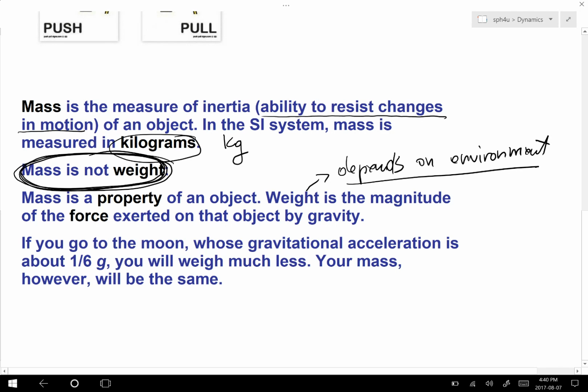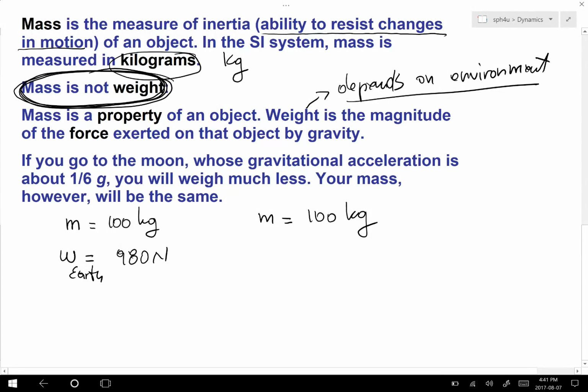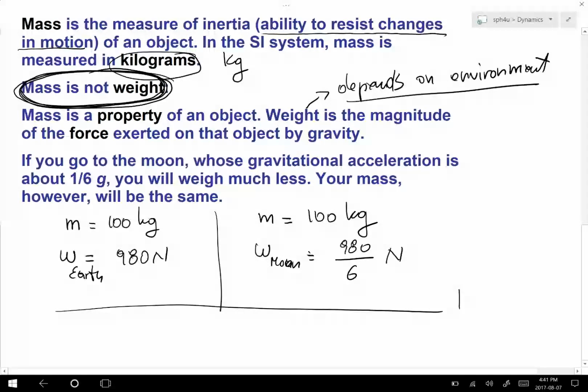To give you an idea, if you go to the moon, let's say that the mass of a person is 100 kilograms, and the weight of that person here on Earth, so let's put it on Earth, is 980 newtons. If the same person goes to the moon, his mass is still 100 kilograms. However, his weight will be roughly 980 divided by 6 newtons, 6 times less. All right. So that is the difference between mass and weight.